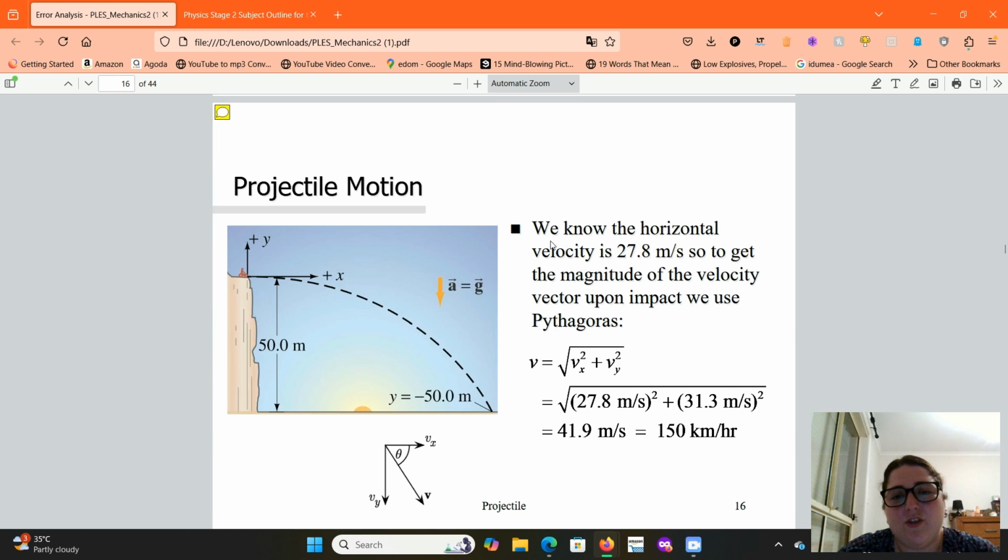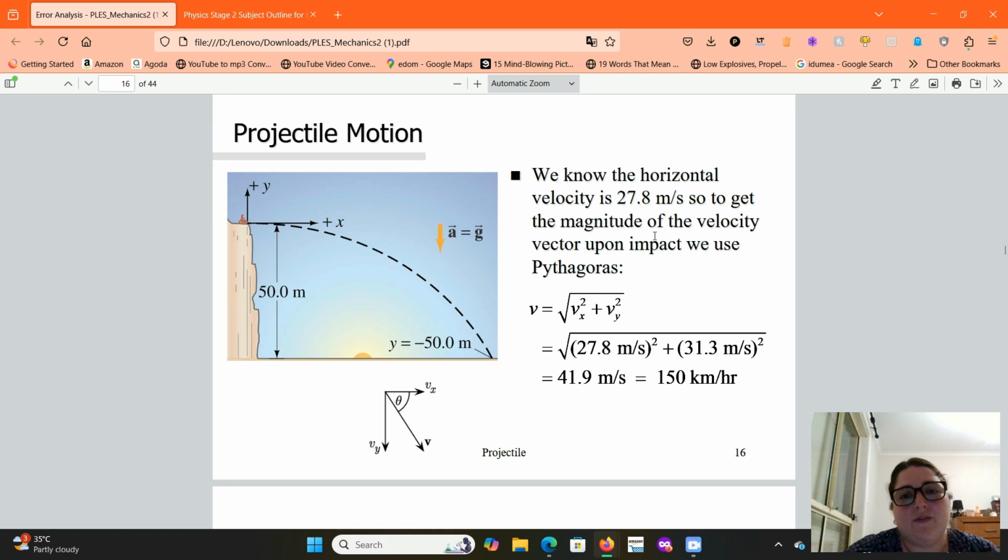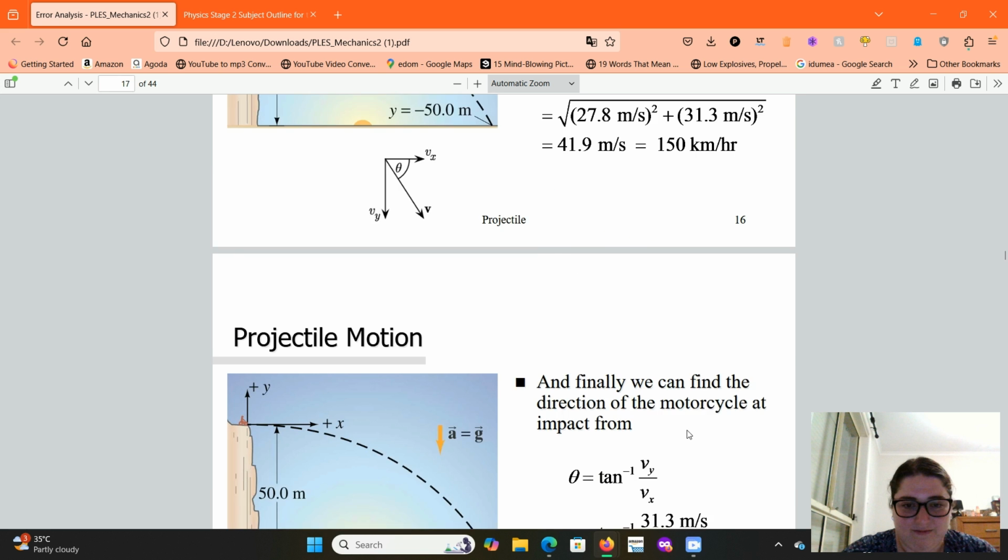We know the horizontal velocity is 27.8 meters per second. To get the magnitude of the velocity vector upon impact, use Pythagoras. We have horizontal and vertical, and we're trying to find the diagonal. Vx squared plus Vy squared equals v squared, which is what this is here, so we can work that out. At impact, the guy driving the motorbike is going at 150 kilometers per hour.